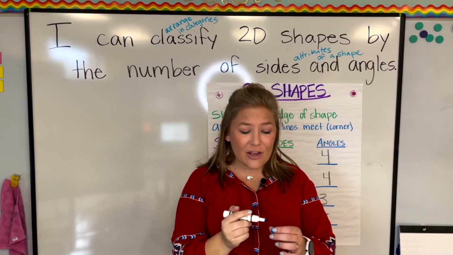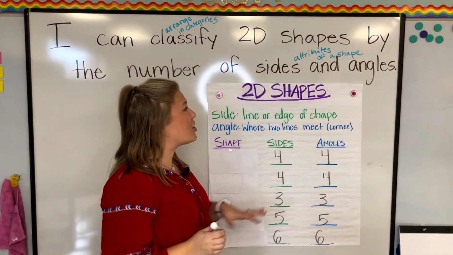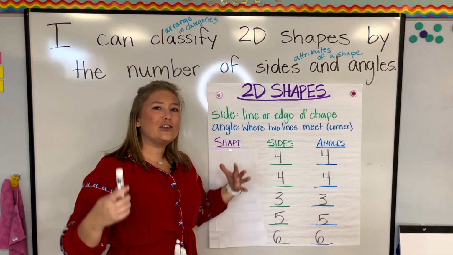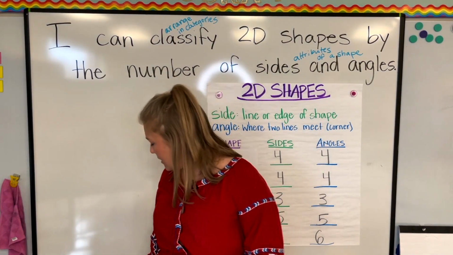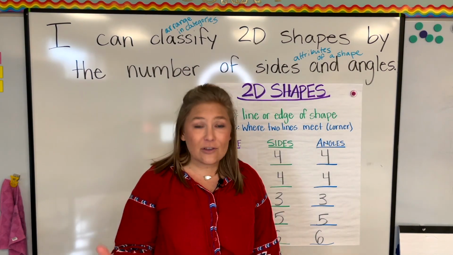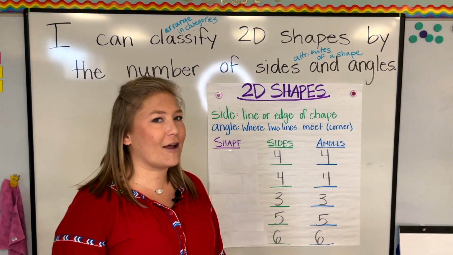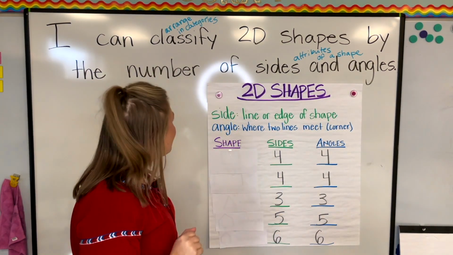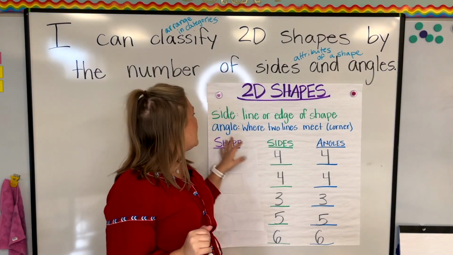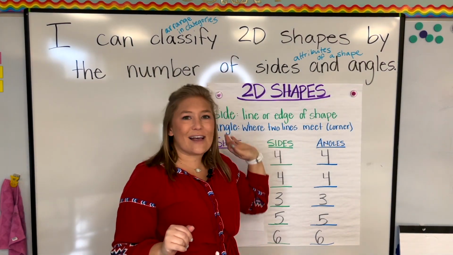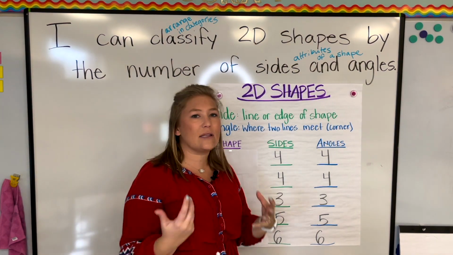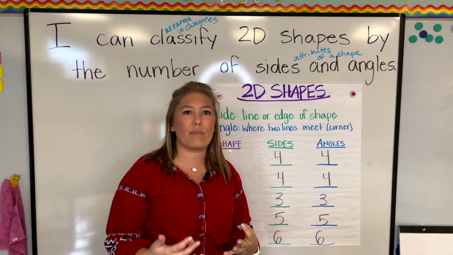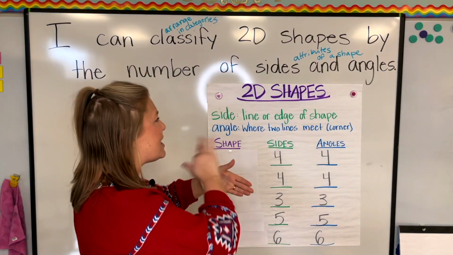So you'll see here I have a chart, and on my chart it's named 2D shapes, because we're only going to be talking about 2D shapes today. If we were talking about 3D shapes and 2D shapes, we'd be here forever. I only got a little bit of time with you. Reminding us what a side and an angle is, we have a side, which is the line or the edge of a shape.